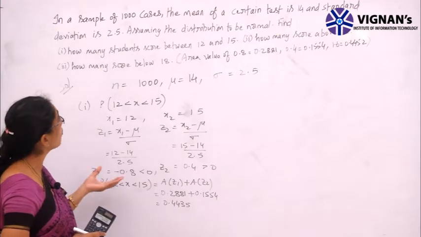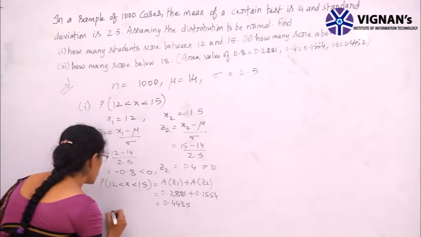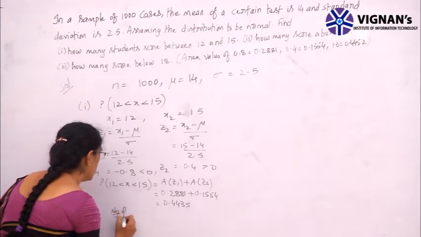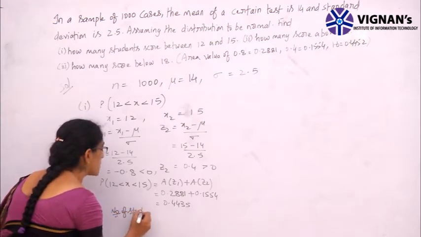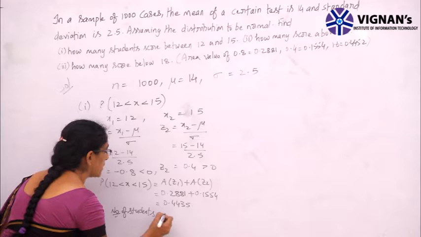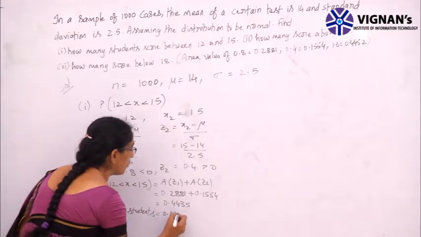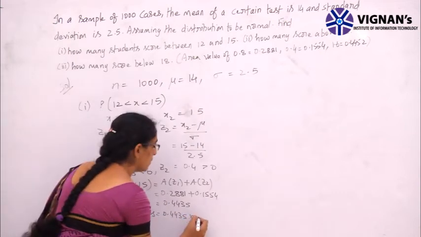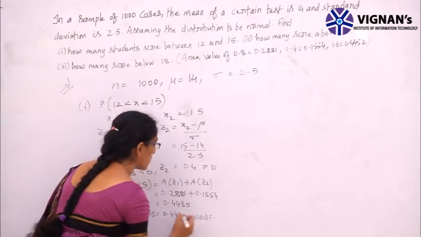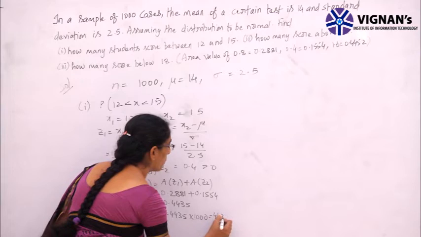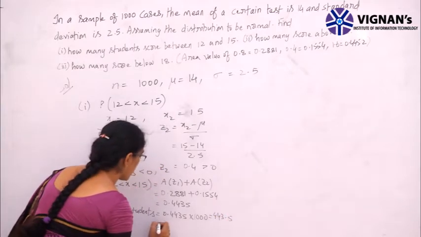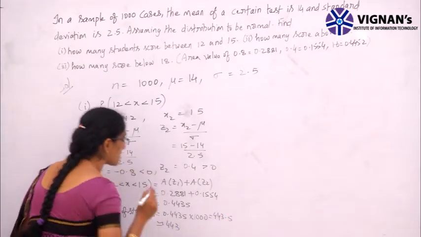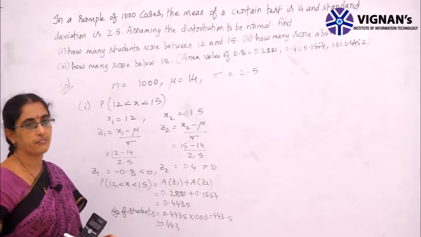But they are asking how many students. So number of students scoring between 12 and 15 is 0.4435 into the number of students, 1000. So this is nothing but 443.5. That means here 443 students score between 12 and 15.